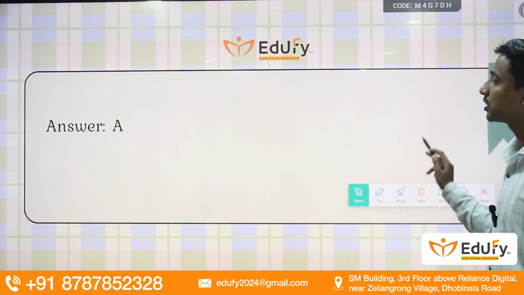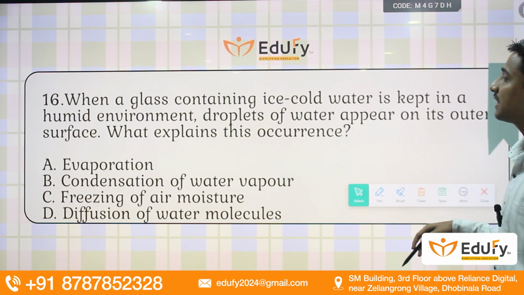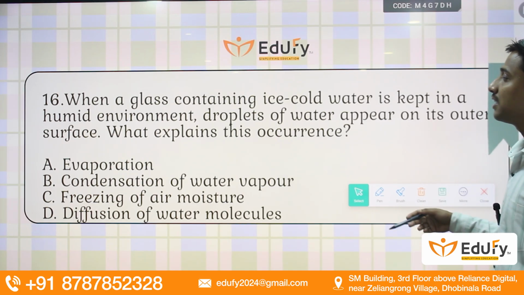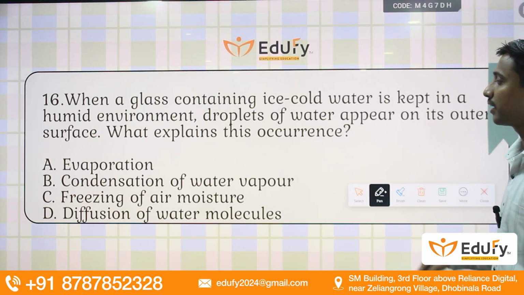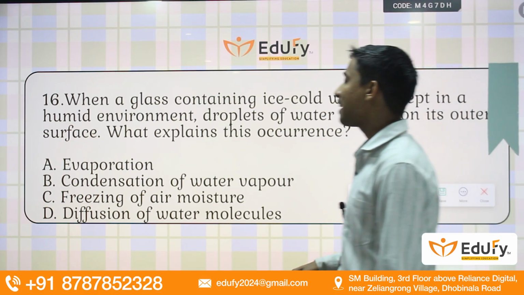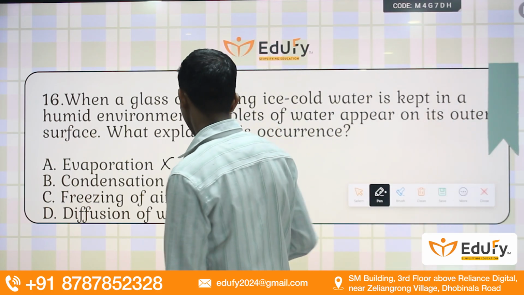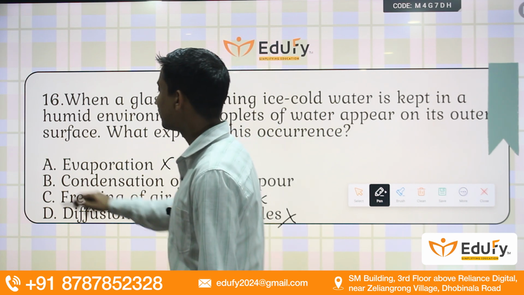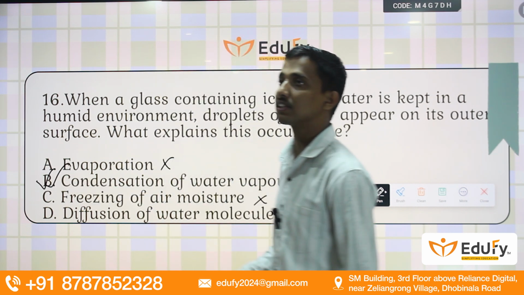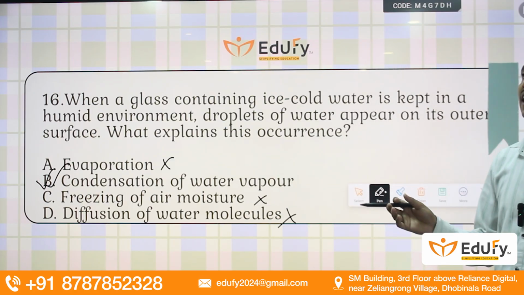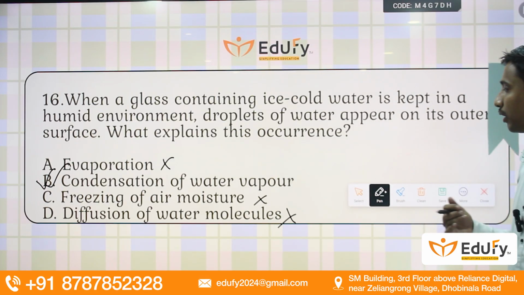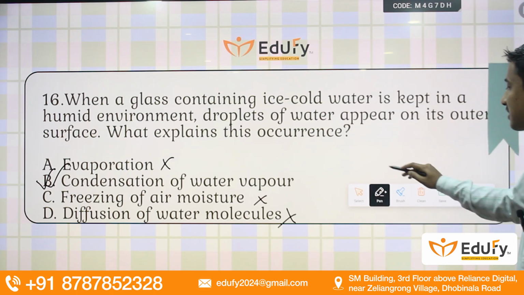Moving towards the next question, guys, we have: when a glass containing ice cold water is kept in a humid environment, droplets of water appear on its outer surface. What explains this occurrence? So, guys, this is explained by evaporation, no. Freezing of air moisture, no. Diffusion of water molecules, no. This process is known as condensation, where the air vapors are actually condensed and formed as water molecules. Okay. So this is known as condensation.